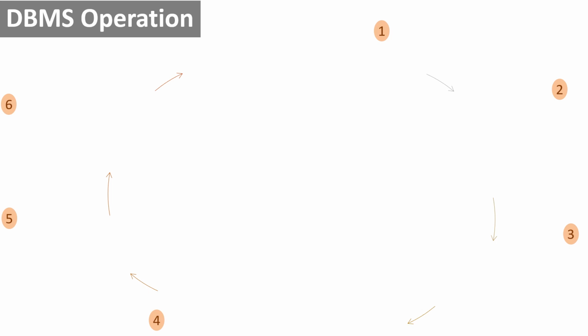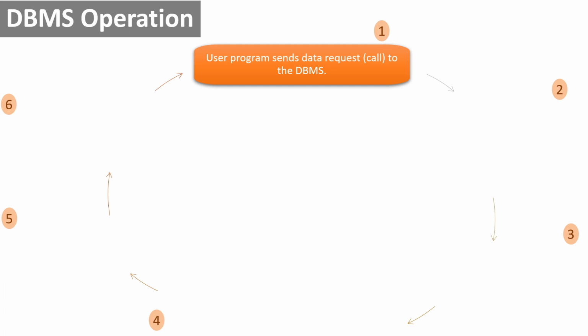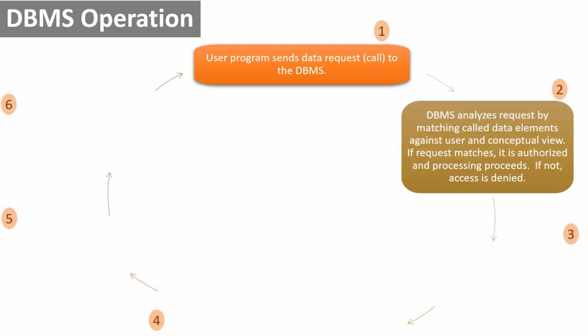Now let's look into the DBMS operations. There are 6 operations within the DBMS process. The operations start when the user or the user's program sends a data request or call to the database management system. What will the database do with this request? The DBMS analyzes the request by matching the call data elements against the user's and the conceptual view.